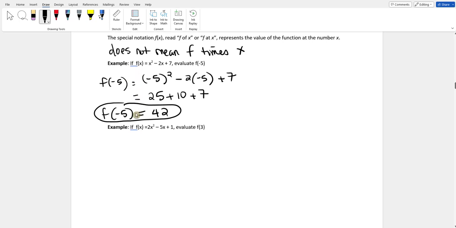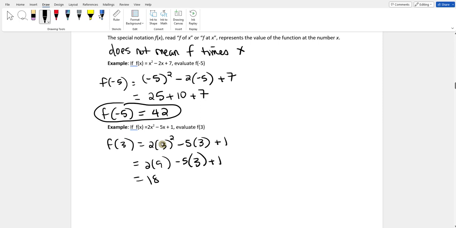The next one is f of x is equal to 2x squared minus 5x plus 1. We want to evaluate f of 3. Whenever I see an x, I'm going to plug in 3, and then I'll calculate this out. I end up with 2 times 9. 2 times 9 is 18. -5 times 3 is -15, plus 1. This gives me 4. So f of 3 is 4.